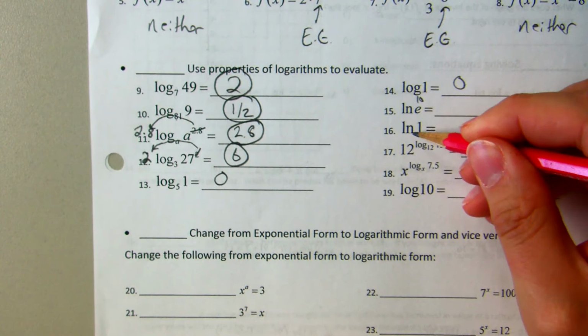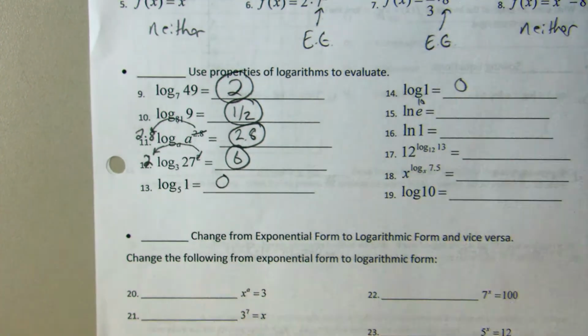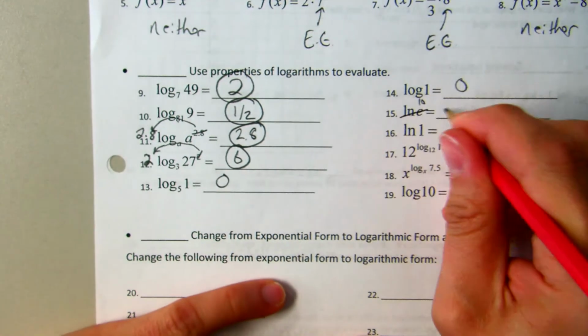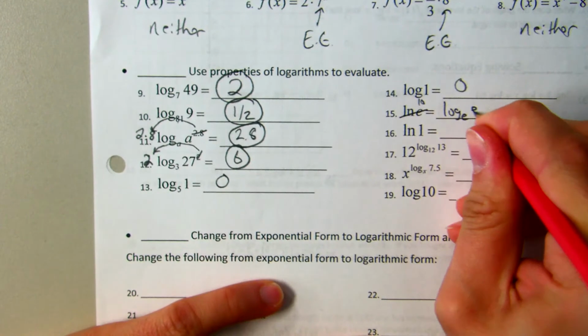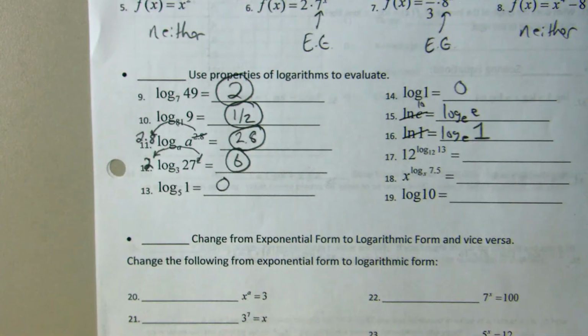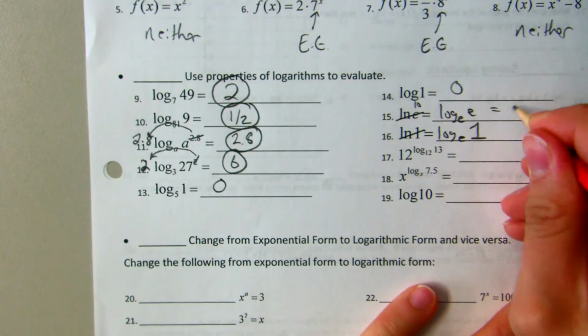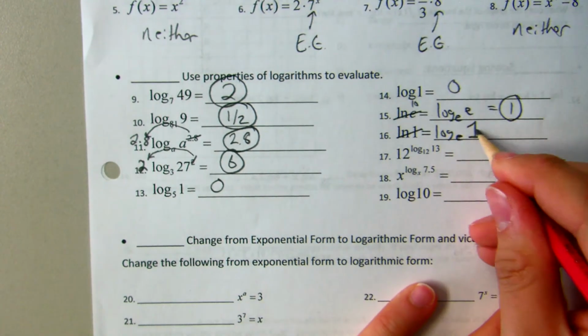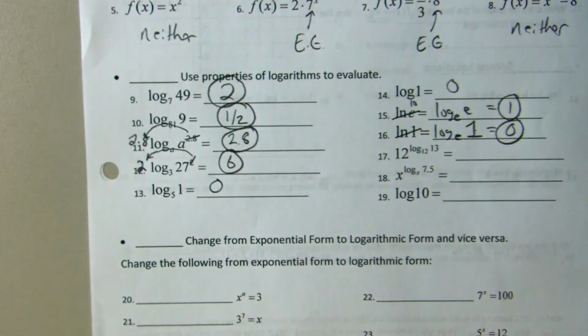These two questions, you have to know what the ln is, and that's natural log. So if that bothers you, you can change it to log base e. That you have to know. And you can work it like the others. E to what power gives you e? It's 1. E to what power gives you 1? 0. Because anything to the 0 power gives you 1.